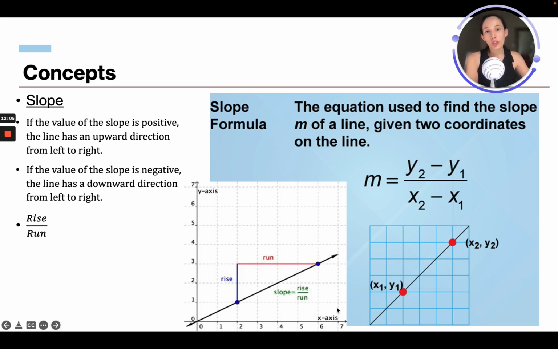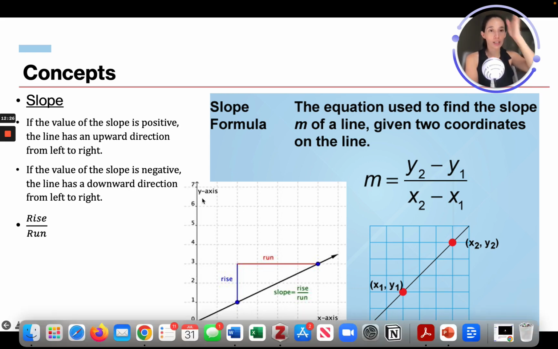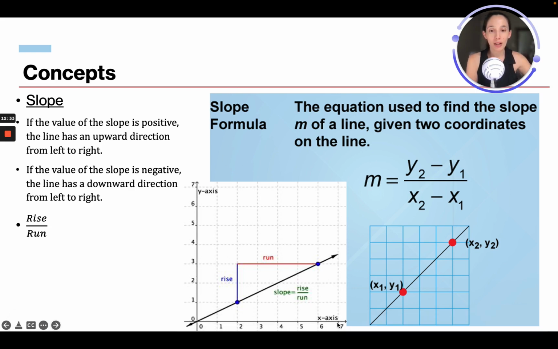The equation used to find the slope, which is written as m in math, of a line, given 2 coordinates on that line: slope equals y2 minus y1 over x2 minus x1. So this is the y-axis. It always runs up and down, and the x goes across this way. So we have our y-axis, we have our x-axis. You can see here it says rise over run.